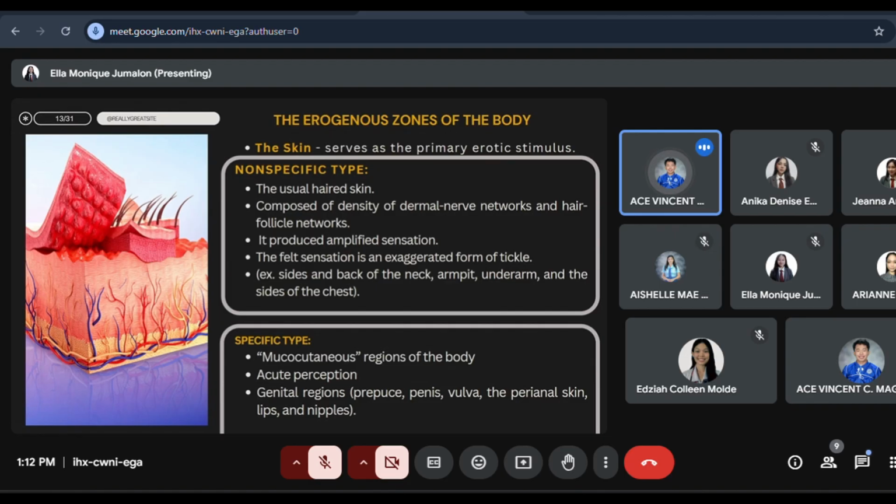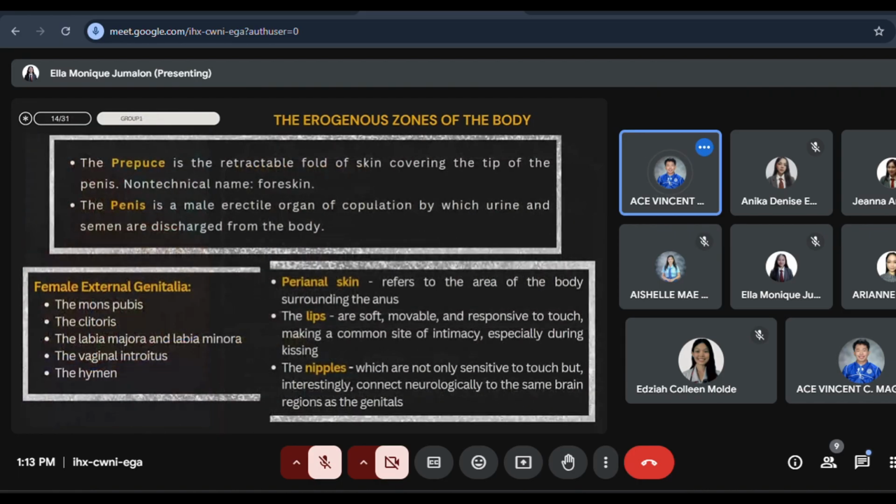These areas are located in the mucocutaneous regions of the body, where mucous membrane meets the skin. They are designed for acute perception, meaning they are biologically more sensitive to touch and other stimuli. Examples of these specific erogenous zones include the genital regions, such as the prepuce or the foreskin, the penis, the vulva, which is the external female genitalia, along with the perianal skin, lips, and nipples. These naturally contain a high concentration of sensory receptors, making them key players in erotic and sensual experiences. Next, please.